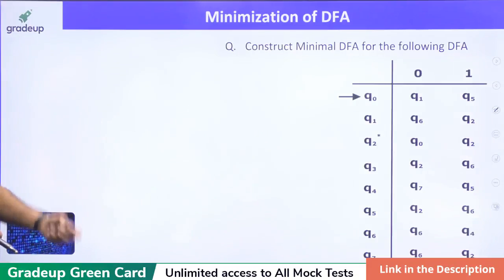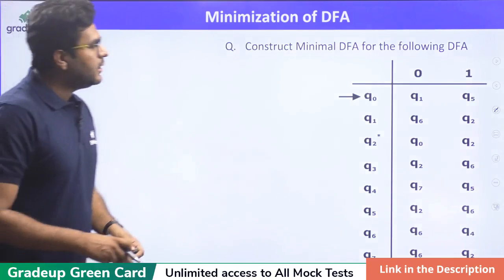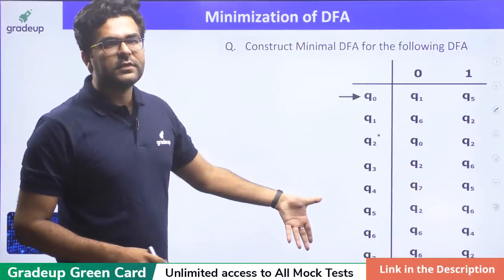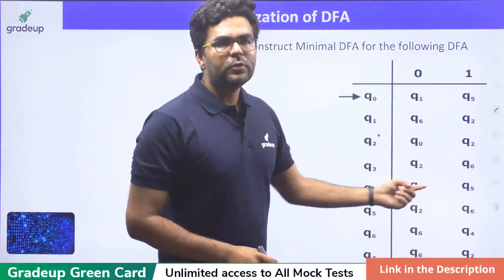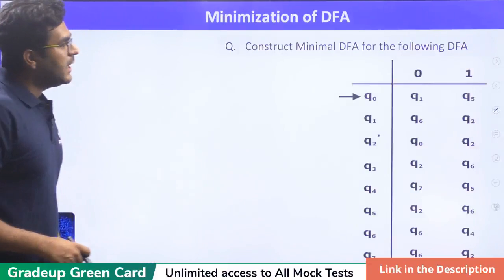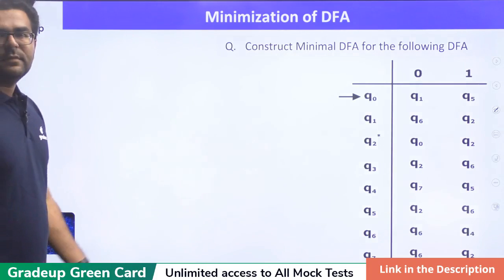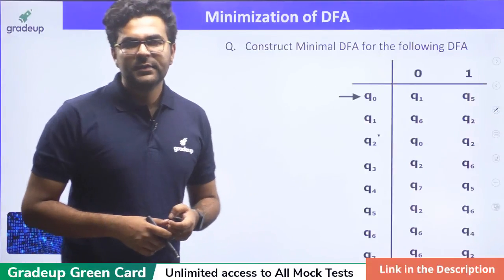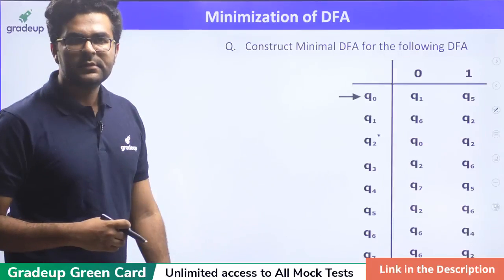Now let's try one question that is based on minimization, and in this there are 7 states. A transition table is given of states starting from Q0 to Q7, and we need to figure out what the minimum state automata for this is. Guys, can you try it? Just try to solve it. I'll tell you the trick for how you can do this.